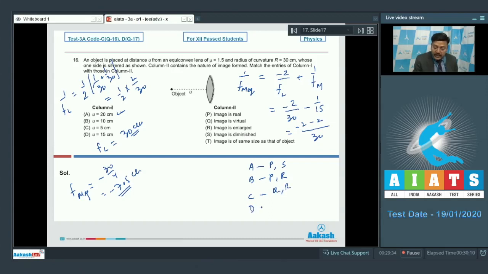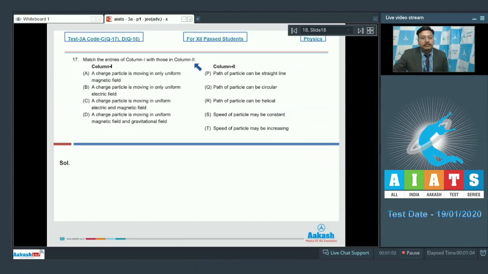And for D, the object is at the center of curvature, the image is real, inverted, and has same size as that of the object. So that means for D, image is real will match, so P matches, and image is of same size as that of object, so T will also match. So this is our matrix match for question 16. Let's go to the next question now.